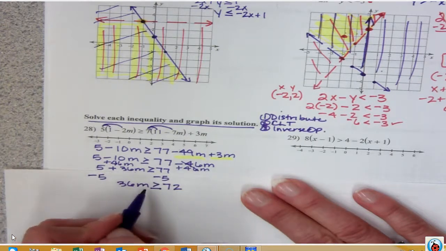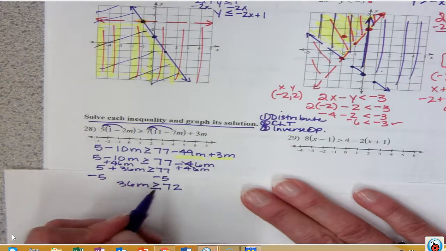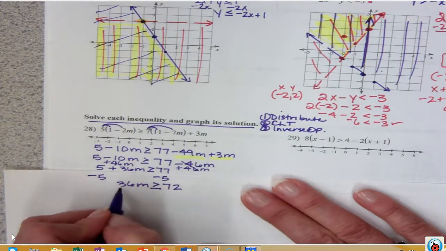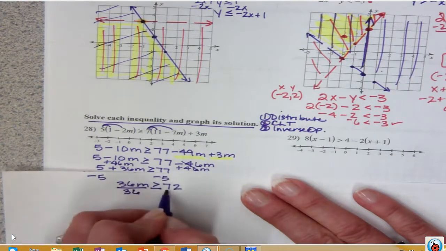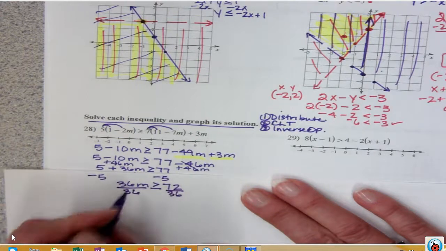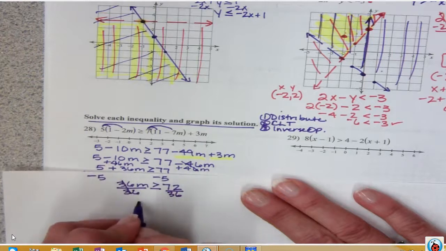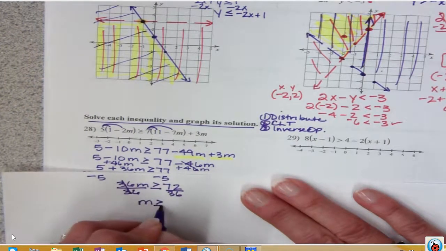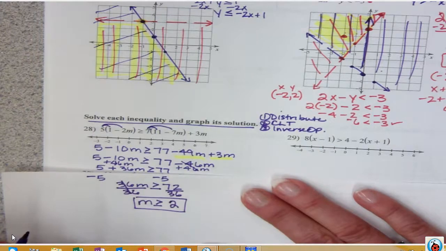Now 36 is being multiplied by m, so to use my inverse operations, I'd now have to do the opposite of multiply, which is divide. Before I was just adding and subtracting. Now I have to divide because we're being multiplied. This crosses out to give me m greater than or equal to 72 divided by 36 is 2. So m is greater than or equal to 2.